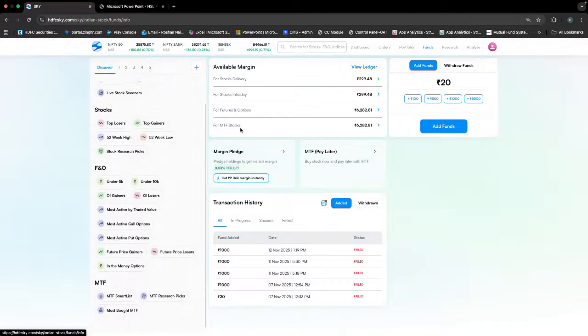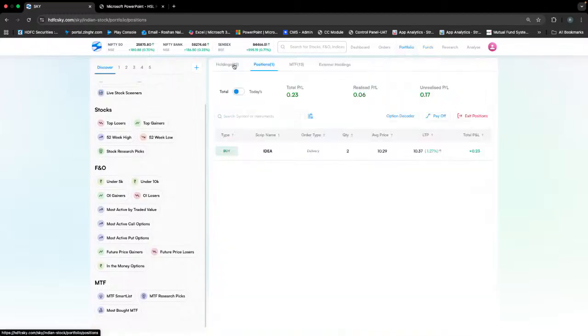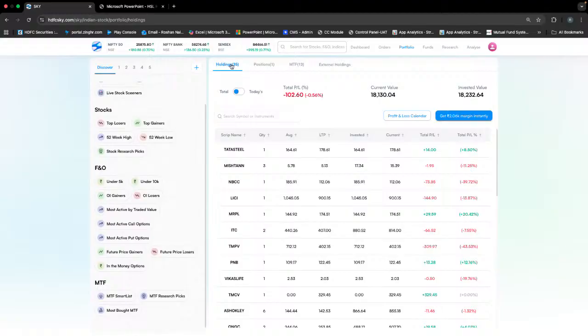In MTF, there's an advantage for buying stocks: you can use collateral margin also. So I'll just quickly cover what collateral margin is, and we'll come back to this fund section. Collateral margin is basically where you can pledge your holdings and get an additional margin for trading in MTF and FNO. As you can see here, I have my holdings.